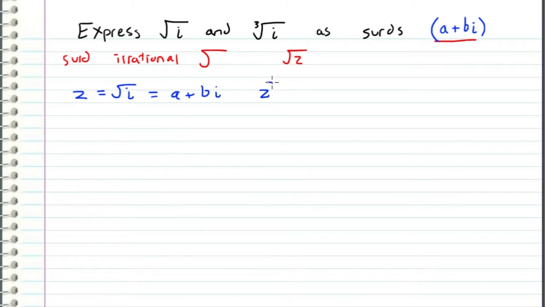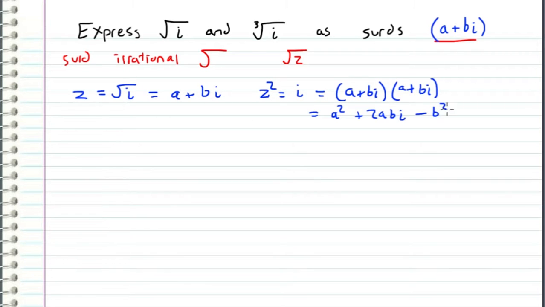So if I were to take z squared, I would get i, because square root of i times square root of i is i. And this would give me a plus bi times a plus bi. And if I were to multiply this out, I would get a squared plus 2abi and then minus b squared. And the reason why I have negative b squared right here is because bi times bi is equal to b squared i squared, where i squared is equal to negative 1, because i is square root of negative 1 times square root of negative 1, which is just negative 1. So we can say that this is equal to i.